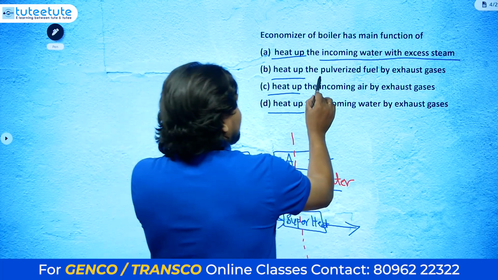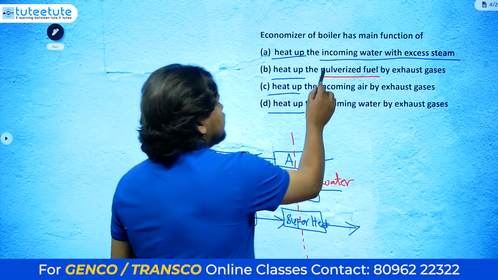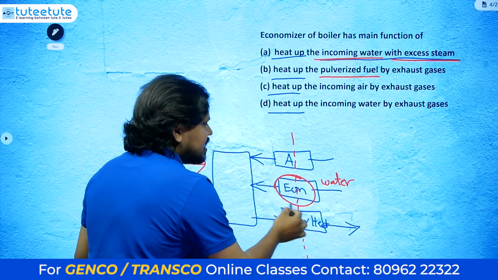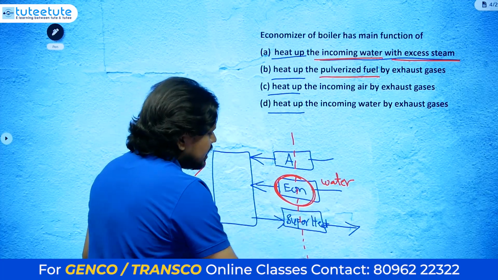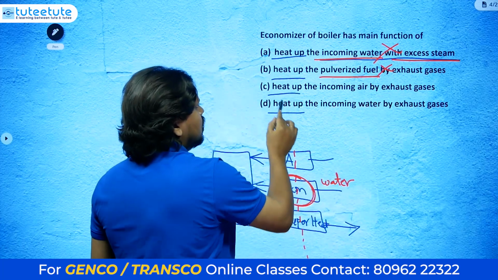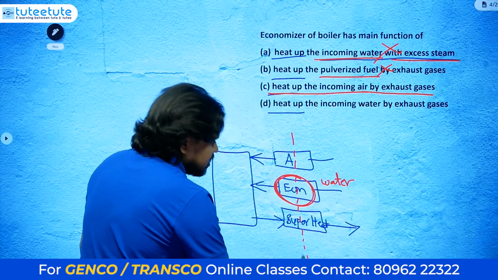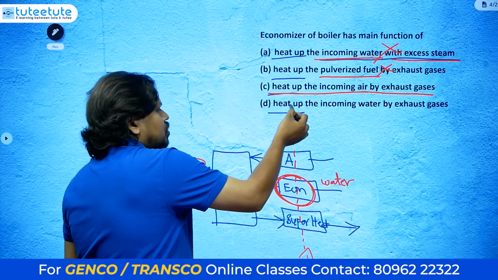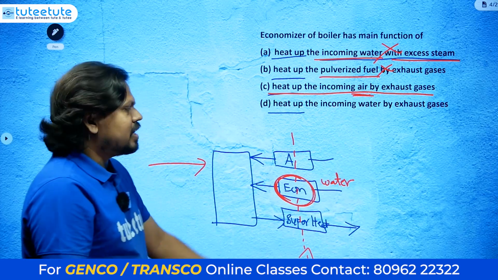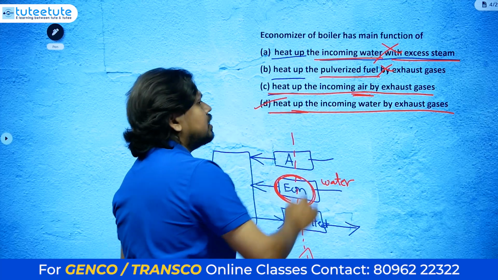Heat up the pulverized coal: coal will be coming from this side, so that is not a correct answer. Heat up the incoming water with excess steam: we are not heating the water with excess steam, we are heating with flue gases, so this option is wrong. Heat up the incoming air by exhaust gases: flue gases means exhaust gases only, but in the economizer we are not heating the air, we are heating the water. So heat up the incoming water by exhaust gases. This is the correct answer.